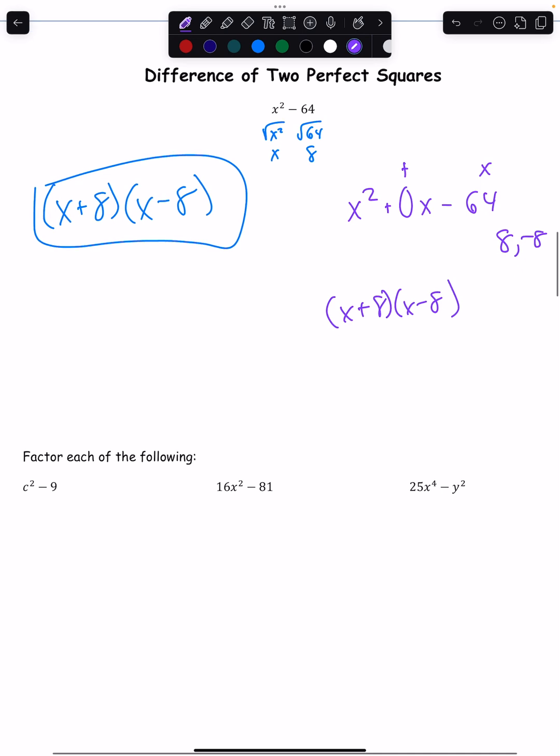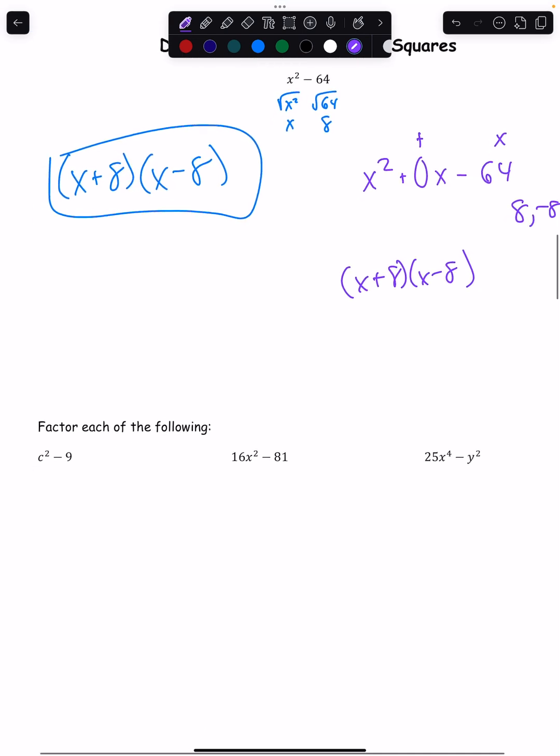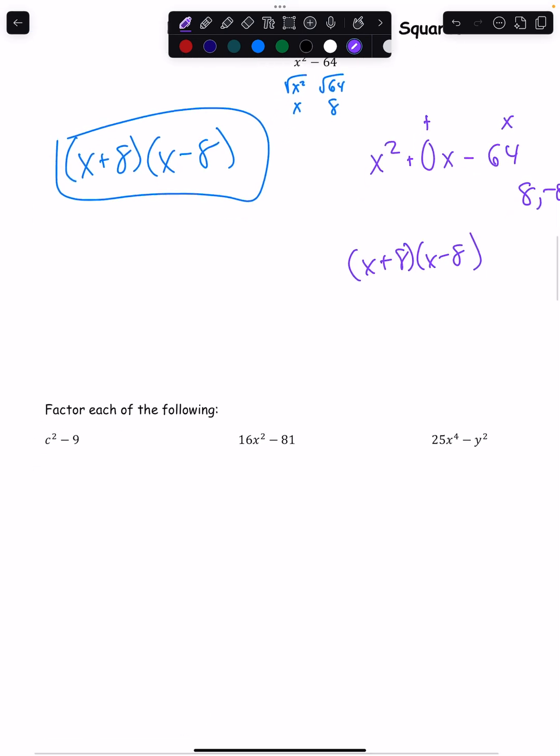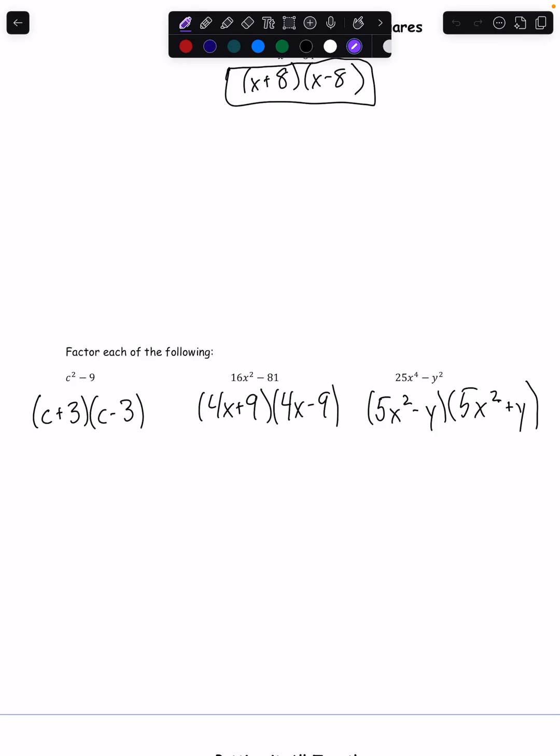I just want you guys to pause the video, play it when you're done, and do the next 3. So this is what you should get for these 3. Feel free if you want to check your work, multiply it back out, and you should get the original expression. Let's go on to that last page.